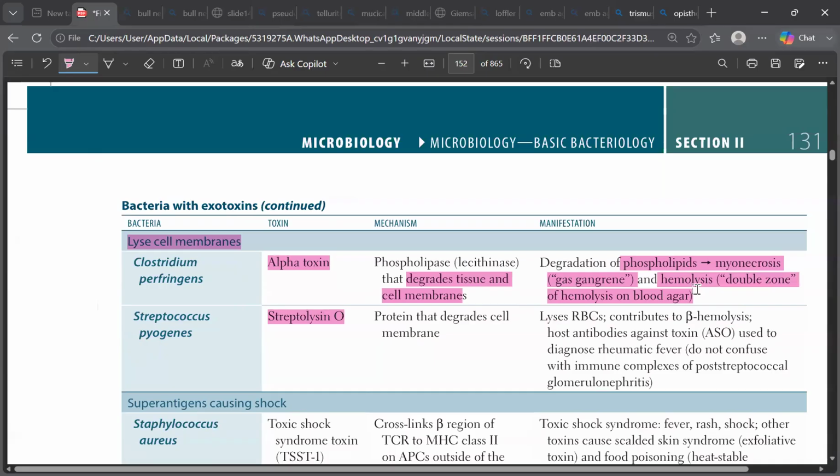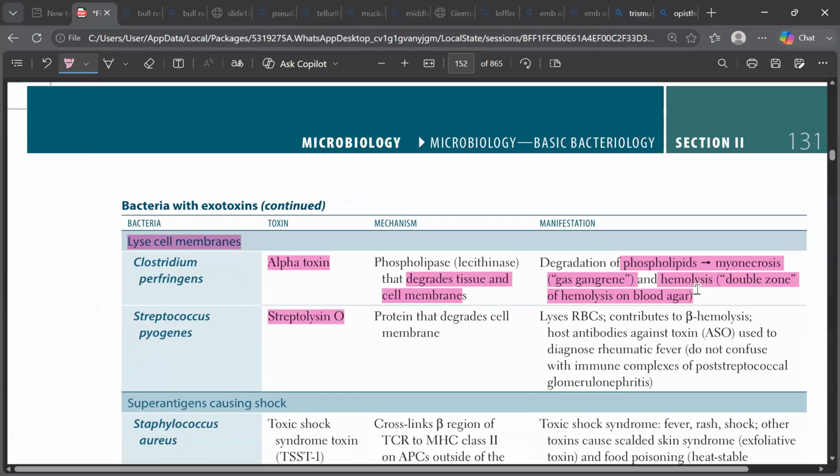Okay, so this is very important and very interesting that Clostridium perfringens has an alpha toxin, and this alpha toxin is basically an enzyme kind of. It has an enzymatic phospholipase kind of action that degrades the tissues and cell membranes. And this degradation of phospholipids causes myonecrosis, which is known as gas gangrene, and hemolysis, which would be shown by a double zone of hemolysis in blood agar.